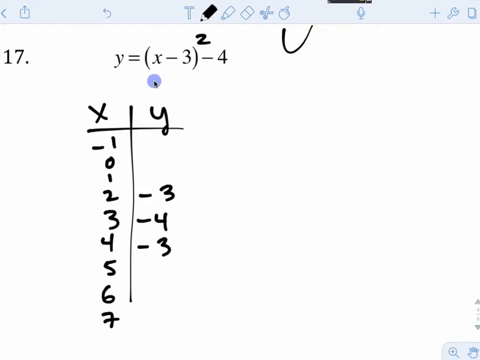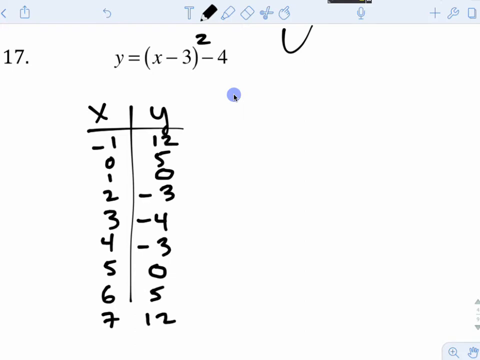So if x were 5, 5 minus 3 is 2, 2 squared is 4, 4 minus 4 is 0. And I will leave it to you to confirm that's the same thing we get with an x value of 1. If x is 6, 6 minus 3 is 3, 3 squared is 9, 9 minus 4 is 5. And I leave it to you to confirm that's the same thing as an x value of 0. And last but not least, if x were 7, 7 minus 3 is 4, 4 squared is 16, minus 4 is 12. Okay, that's going to be a little off the graph, but you know what? Not a bad idea to at least put it there anyway.